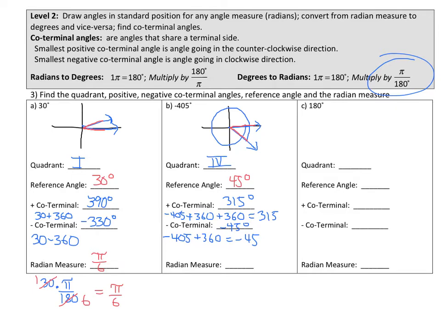And then to convert negative 405 to radians, I multiply by pi over 180. And that comes out to negative 9 pi over 4.